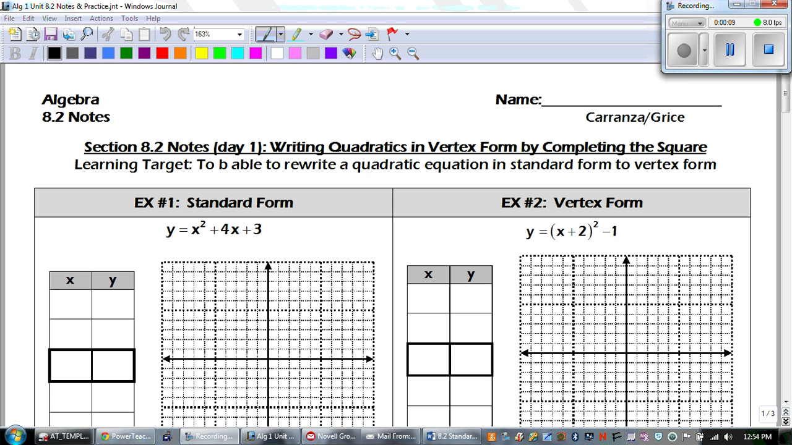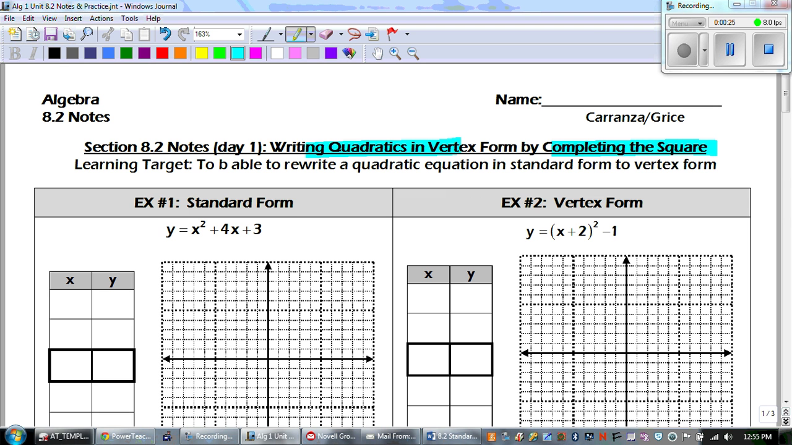Today we're going to be talking about writing quadratic equations in vertex form by completing the square. Our learning target today is to be able to rewrite a quadratic equation in standard form from vertex form.